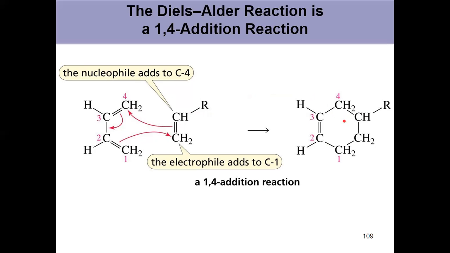It is a 1,4 addition reaction. And if you see a ring, like thinking about retrosynthesis, you see a ring with a single pi bond in it, chances are it could have come from a Diels-Alder reaction.